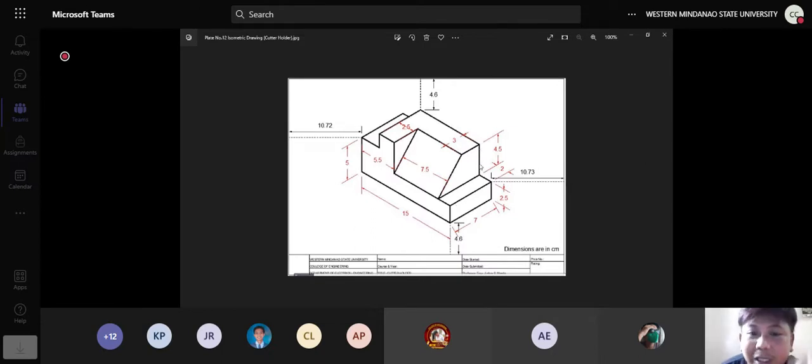So, itong vertical lines, of course, they are considered as isometric lines. These sides, they are isometric lines because as per the definition, isometric lines are those lines that are in parallel with our isometric axis. But these two, is this an isometric line, guys? Ito, itong dalawang lines na to. Isometric lines ba siya?